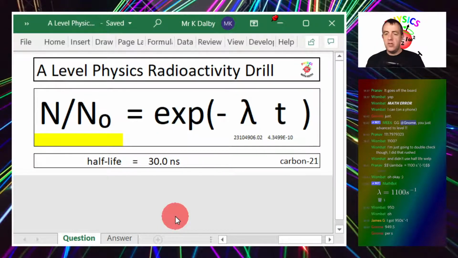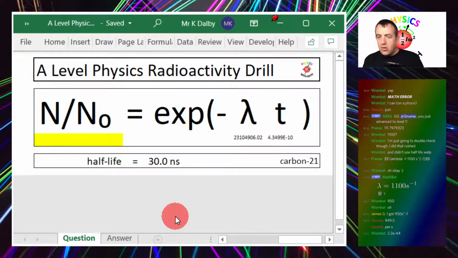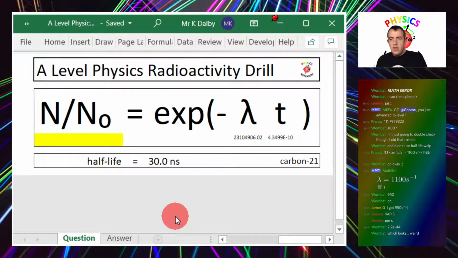Making people a while to type things into their calculator, but okay. I can't actually see the numbers because my eyesight's not great, so... I'm going to have to get closer. It does look weird, doesn't it, Wombat?